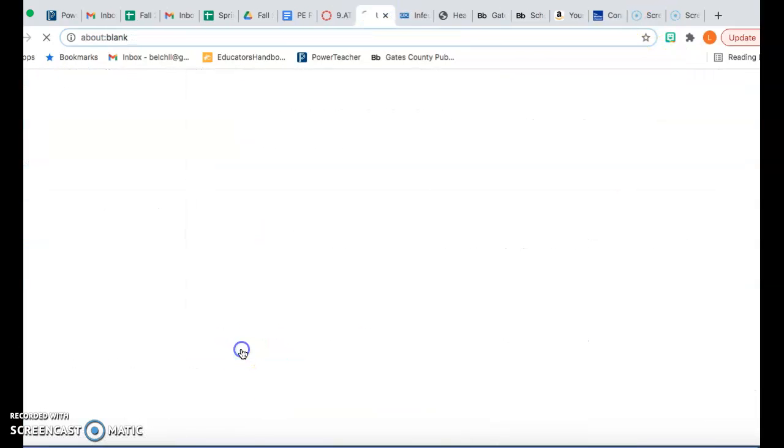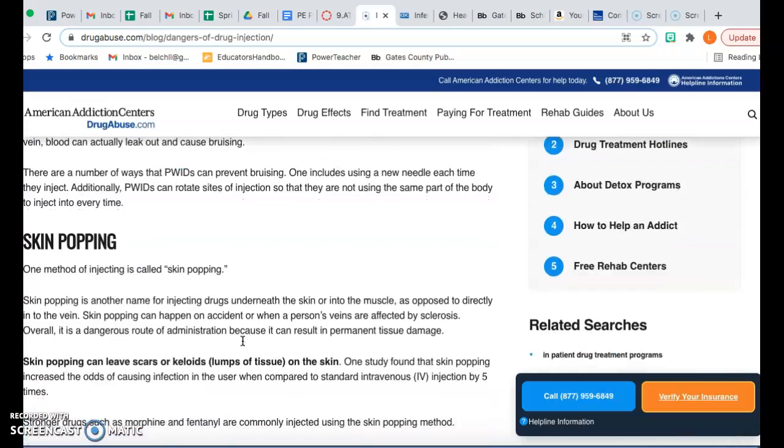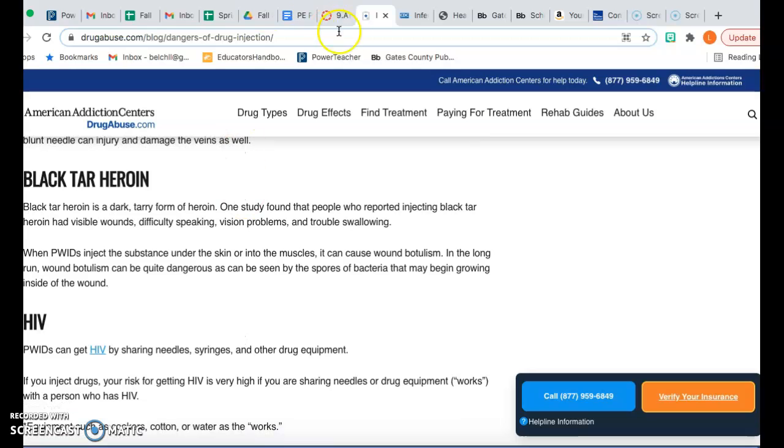And then the other website on the risks of IV drugs is about drug abuse and the dangers of it. So you can read through this as well in your own time.